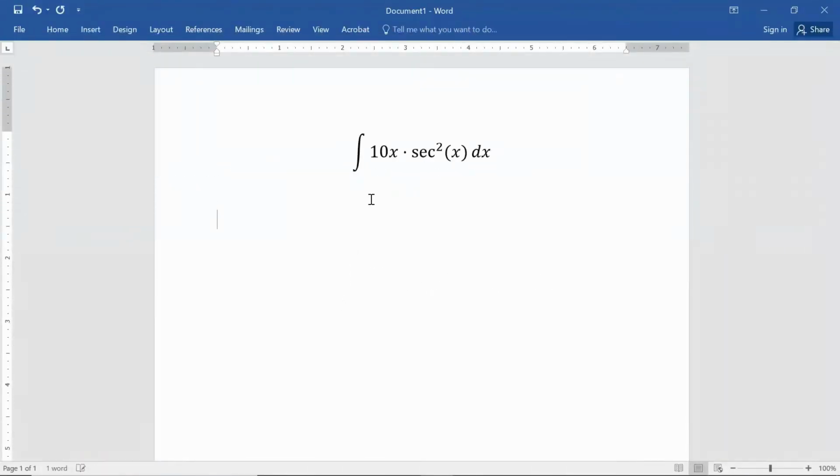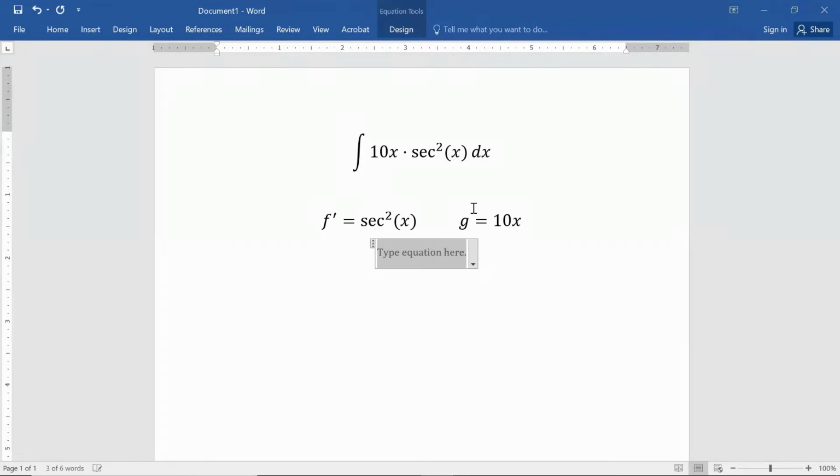Just like earlier, we have to decide what is our f prime and what is our g. Because we have a trig function along with a polynomial, we set the f prime to be the trig function and the g to be the polynomial.